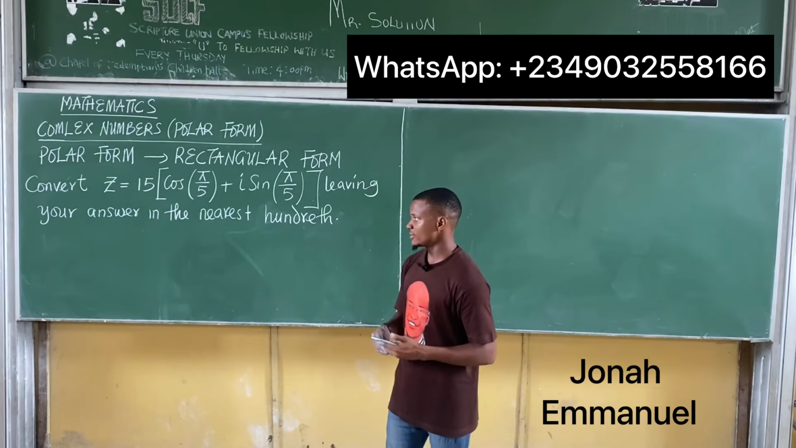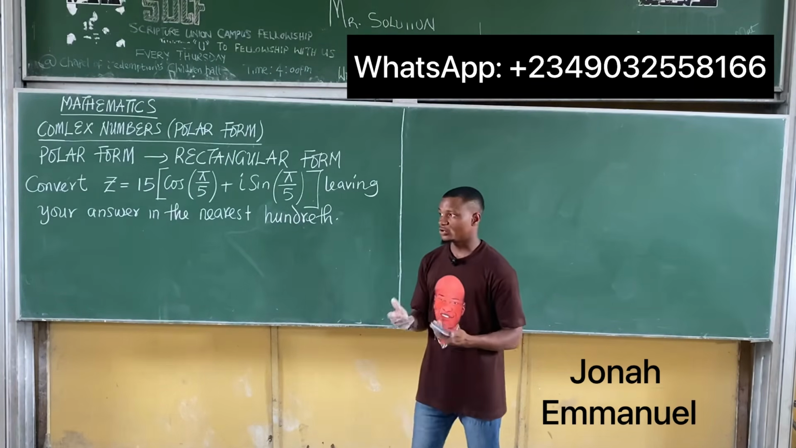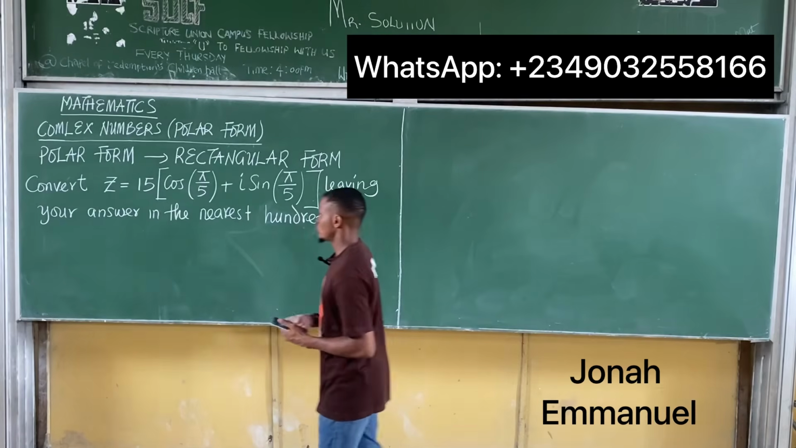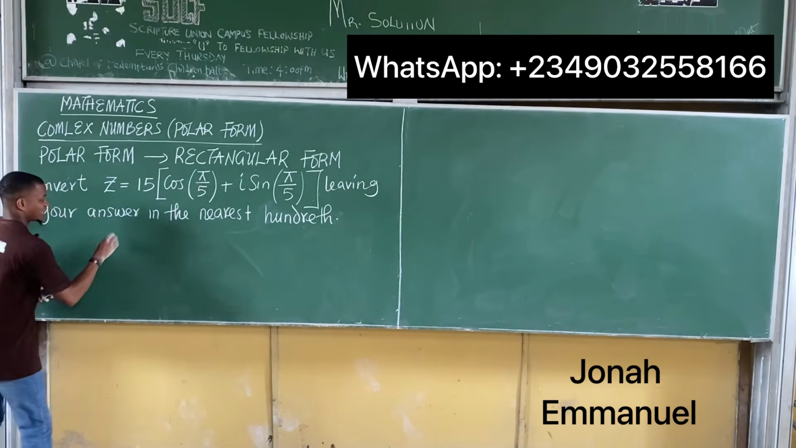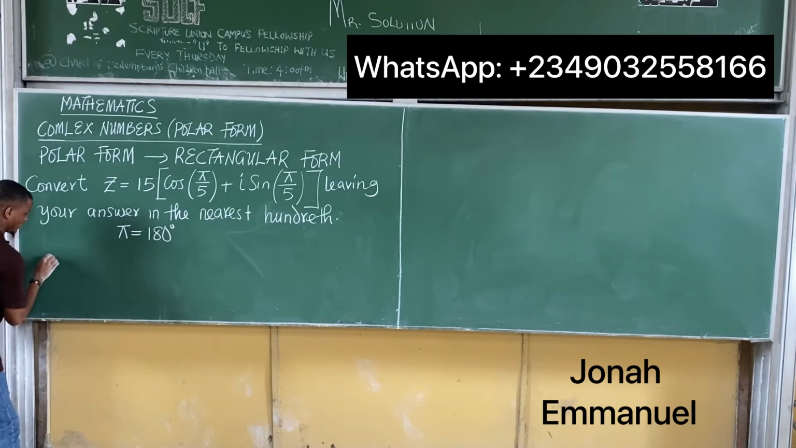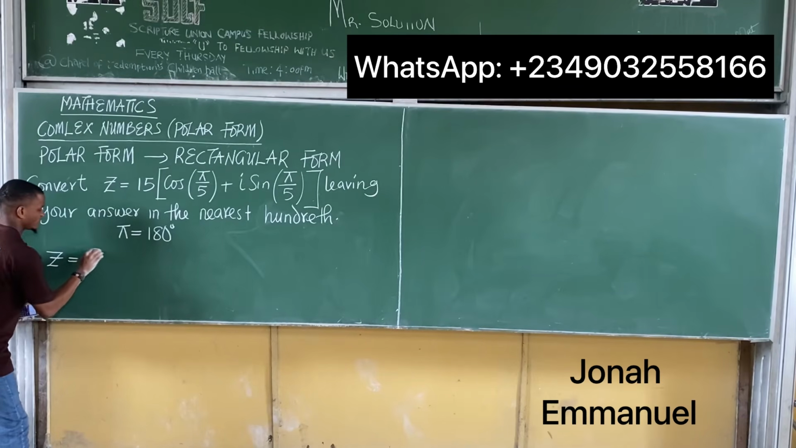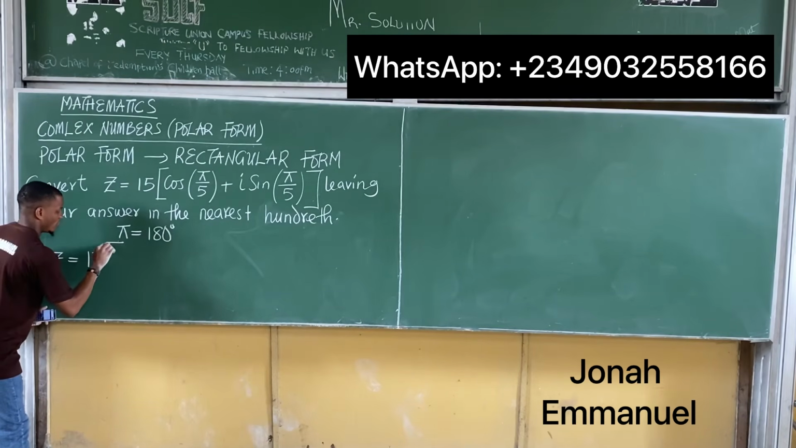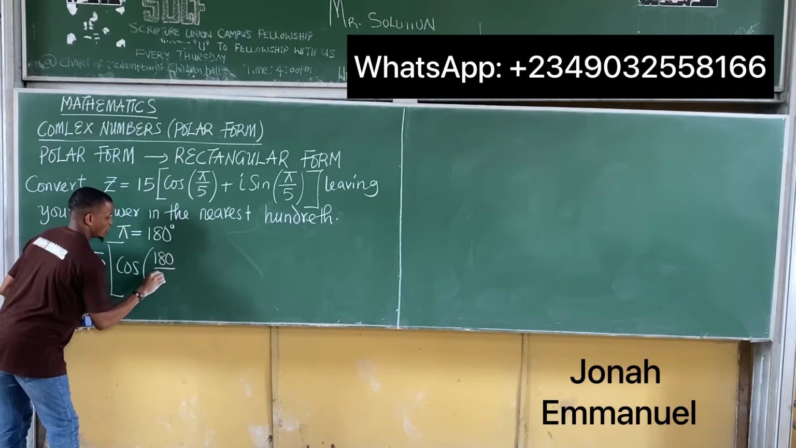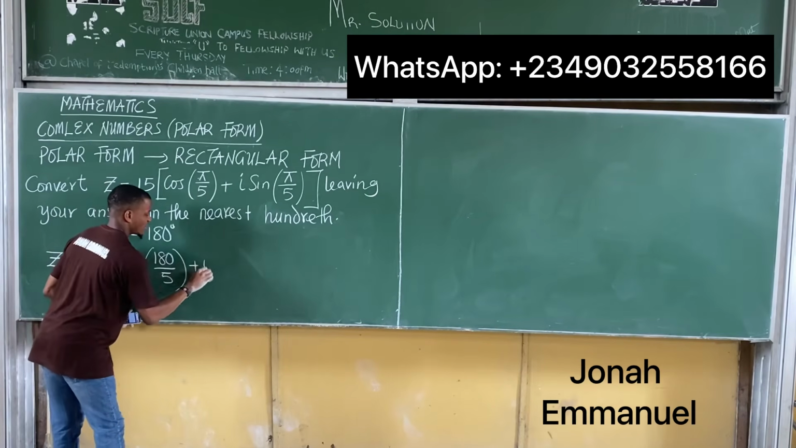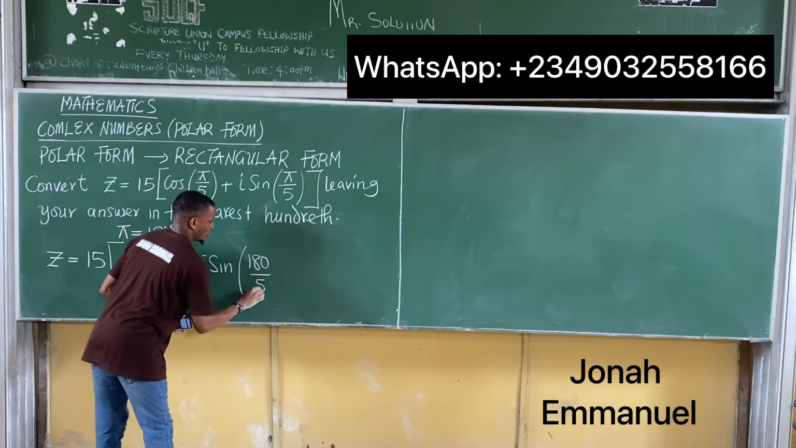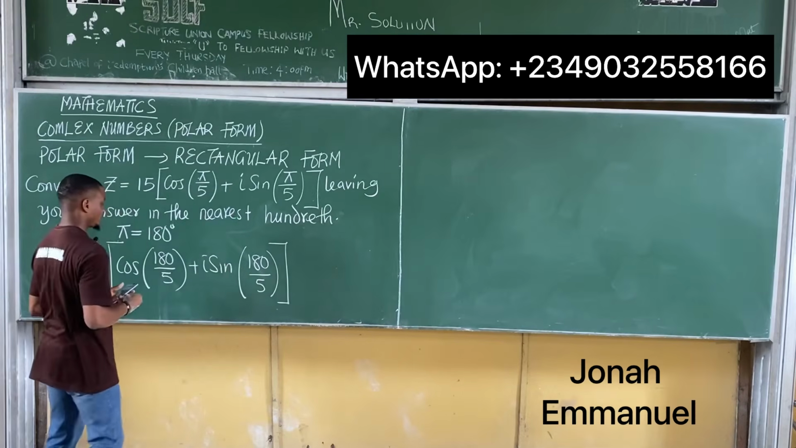But then let's go back to this. So let's say we cannot do that. So what do we do? Let's first of all convert to degree form before we solve this. We know that pi is equal to 180 degrees. So my task would be this. It means that z would be equal to 15 into cos, so pi is 180, 180 all over 5 plus i sine 180 over 5. So I have this one here.